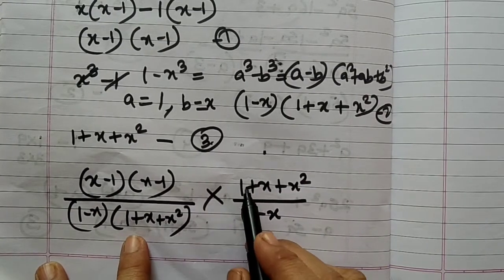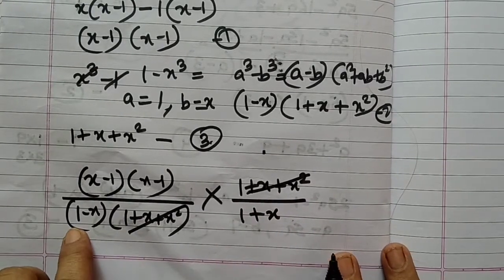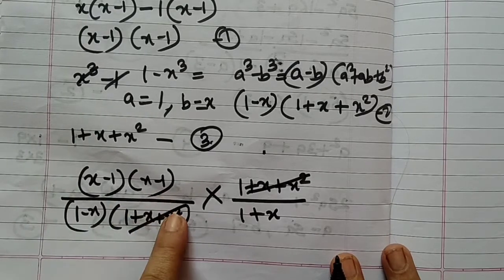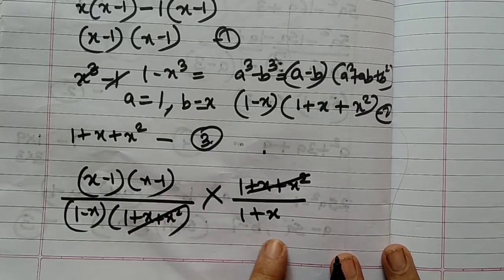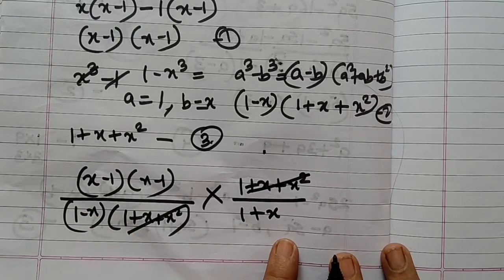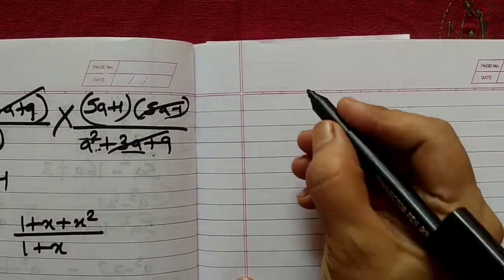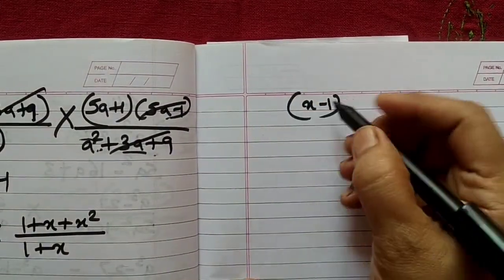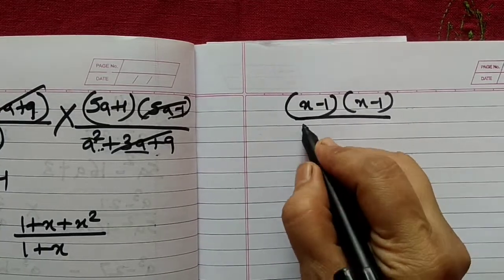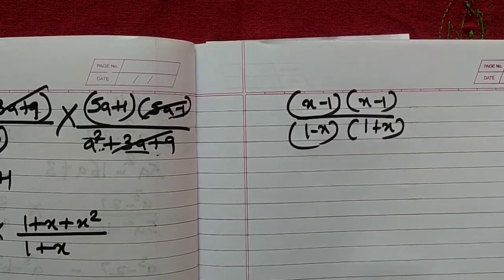1 plus x square will be cancelled with 1 plus x square. Now see here, this is 1 minus x and here it is x minus 1 and this is 1 plus x. So 1 minus x into 1 plus x. So we will write it and let us see now whether we can cancel further. So this is x minus 1 into x minus 1 upon 1 minus x into 1 plus x.